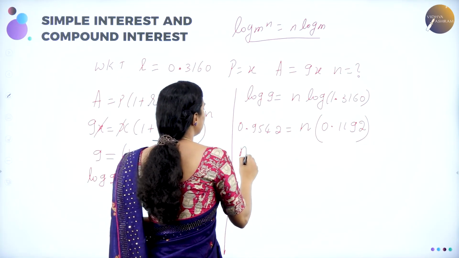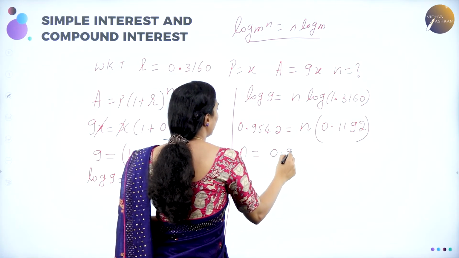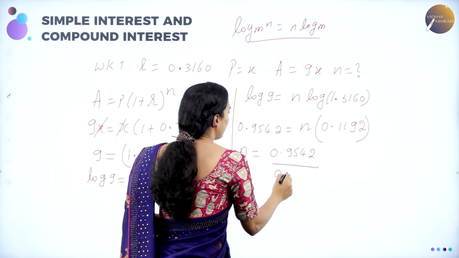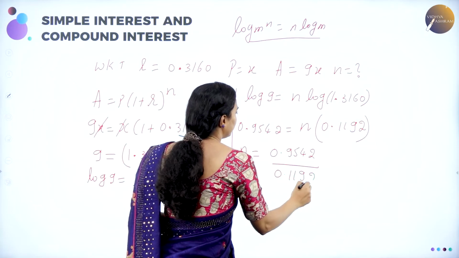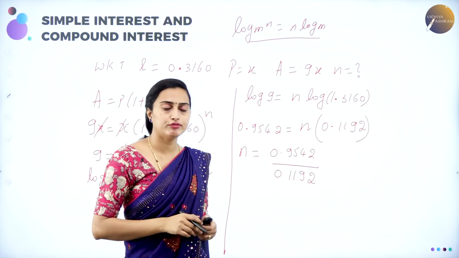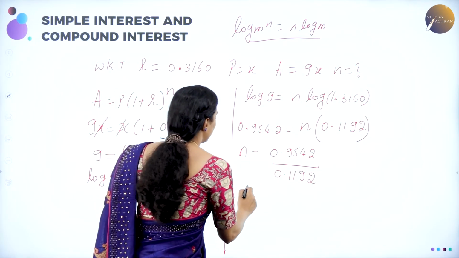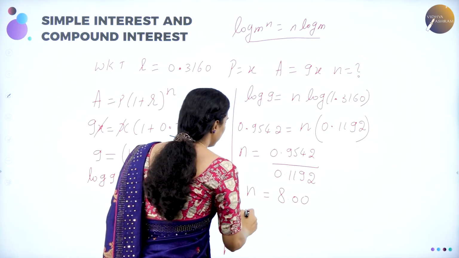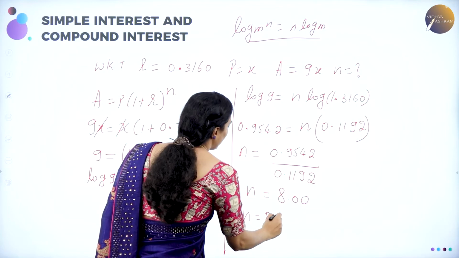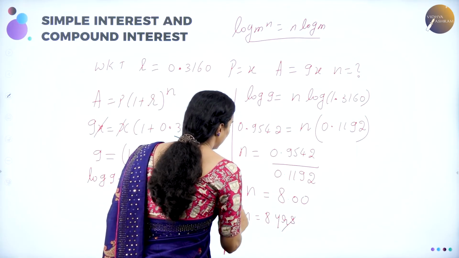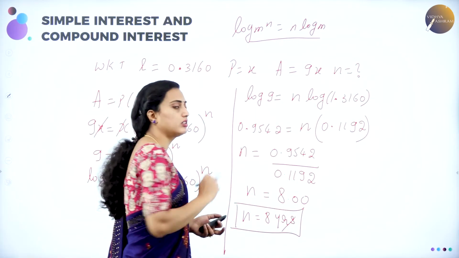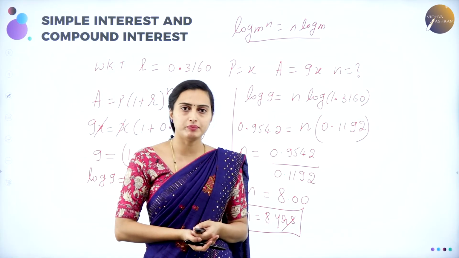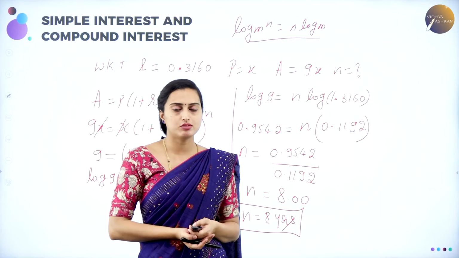Therefore n will be equal to 0.9542 divided by 0.1192. Let me use the calculator for this one. So the answer for this one is n is equal to 8.00. That means n will be equal to 8 years. Okay, that is your answer for this question. I hope you understood this problem. We'll move on to the next problem.